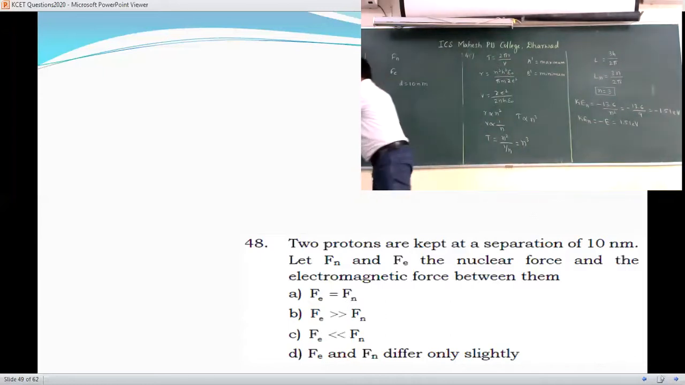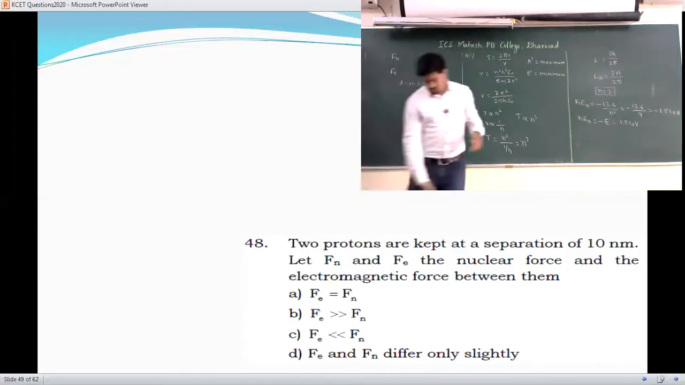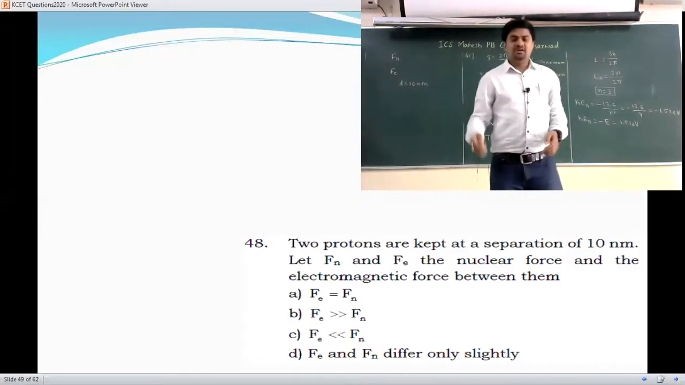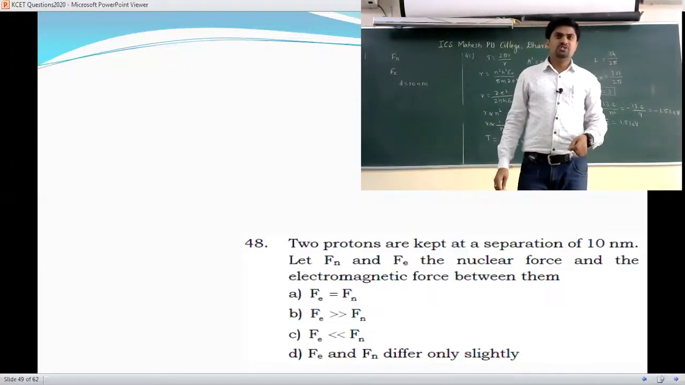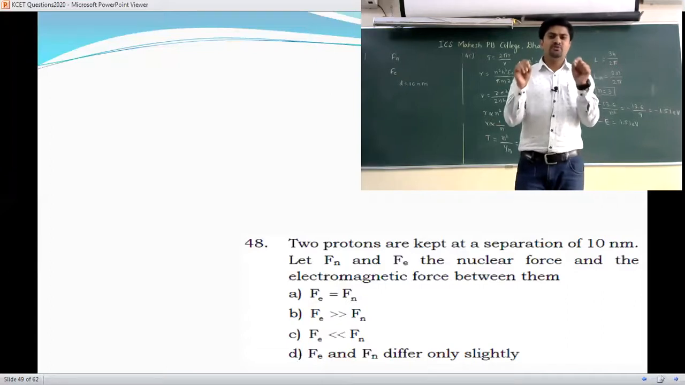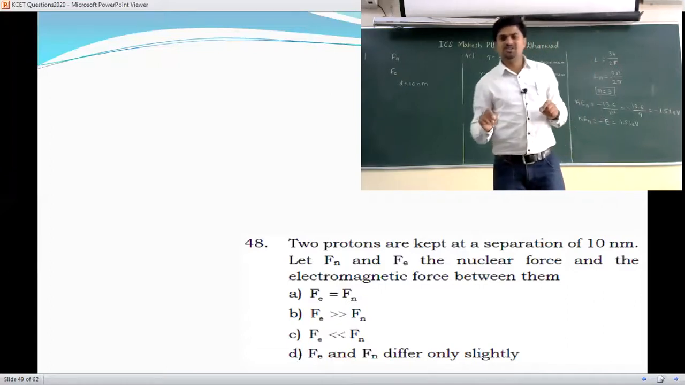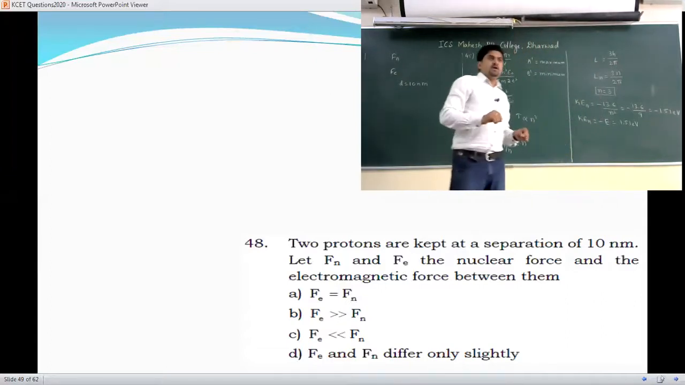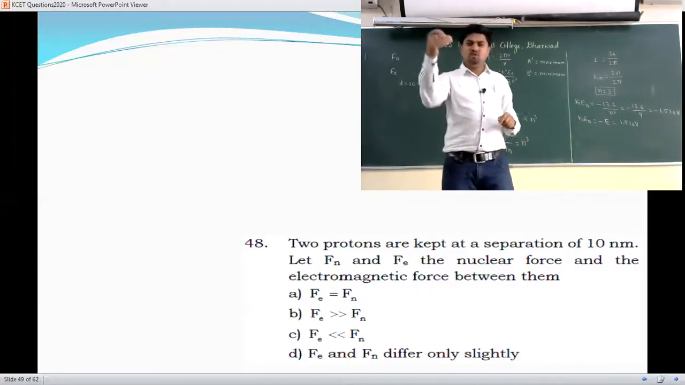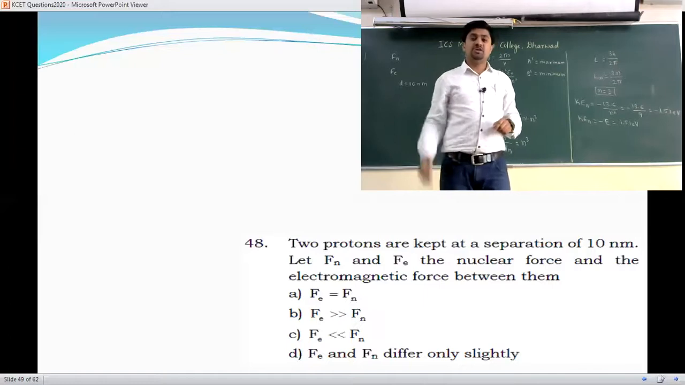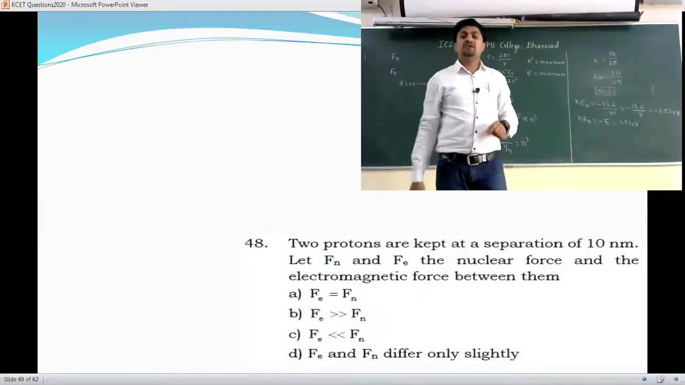In the theory part, what we have learned is that the nuclear force is the strongest force in nature. How strong is it? It is 100 times greater than the Coulomb's force and 10 raised to 38 times greater than the gravitational force.